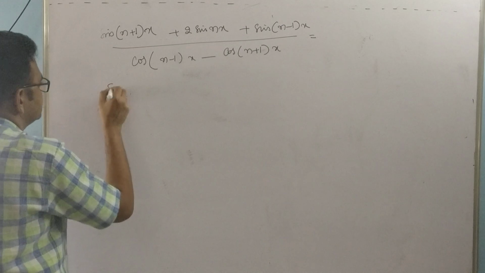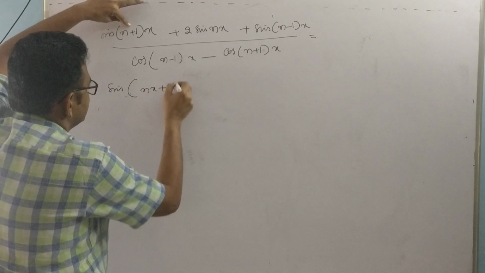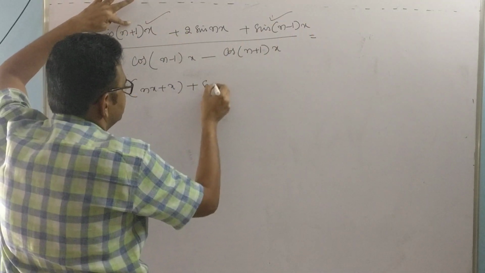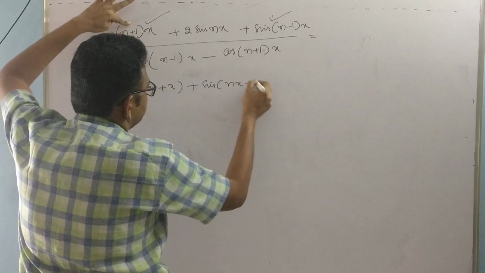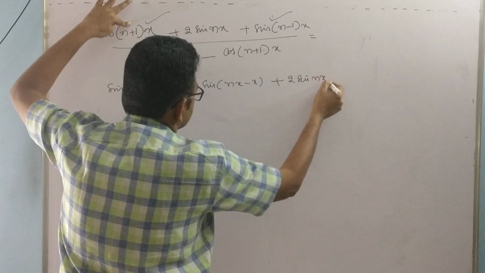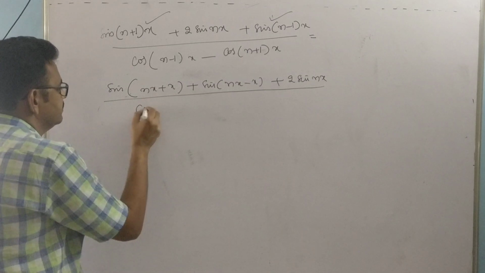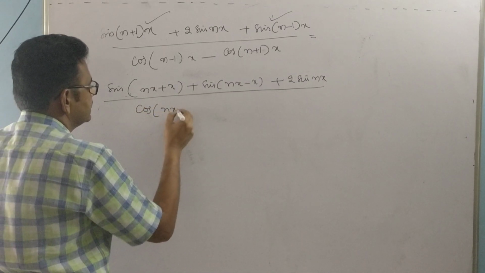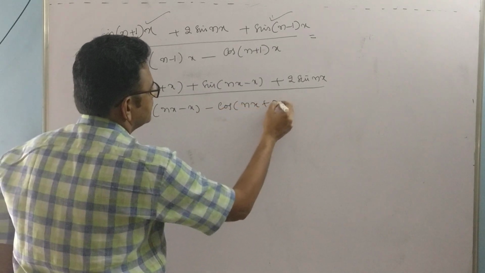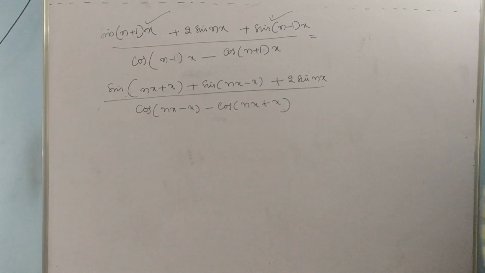so this is sine of nx plus x. First write this term, and write next this term, plus sine of nx minus x, plus 2 sine nx, by, so this is cos of nx minus x minus cos of nx plus x.